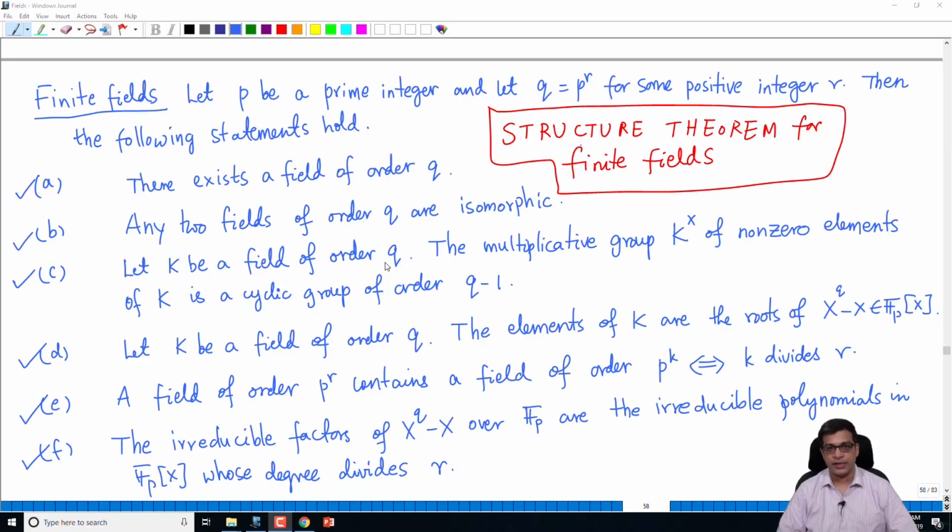In this video, I want to give some examples of finite fields and illustrate the structure theorem that we proved in the last couple of videos. So here is the structure theorem for you. And as I said, this is the most important result that you need to know about finite fields.